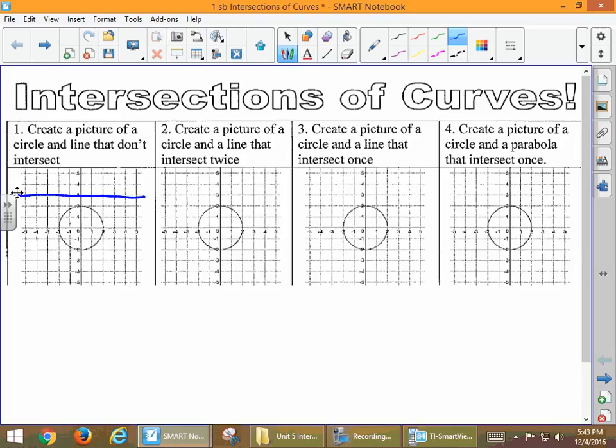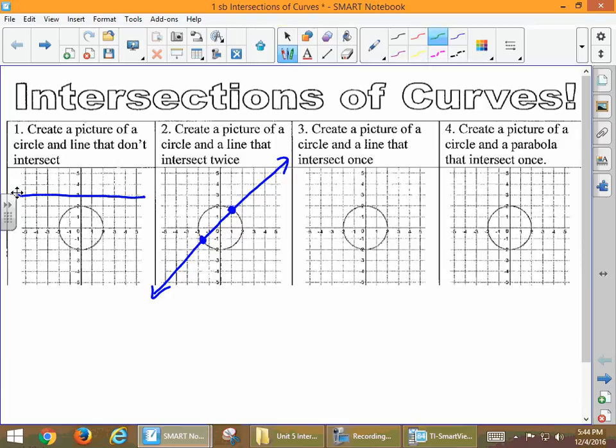So I drew that line, that horizontal line there. Then it says, create a picture of a circle and a line that intersect twice. So again, it doesn't have to be anything fancy. If I draw a line that looks something like that, then we intersect here, and we intersect there. Again, your line doesn't have to be the same as my line. We're just getting an idea of what we're working with here today.